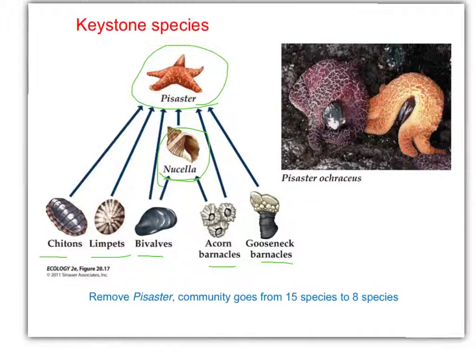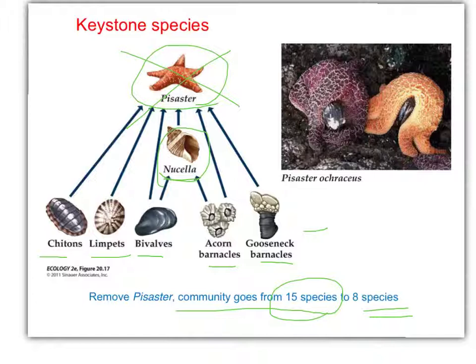And so what's interesting is if you remove Pisaster from the system, the community goes from having about 15 different species in it to only 8 species. And you can ask the question, why does removing this top predator make the species diversity of the community decline?